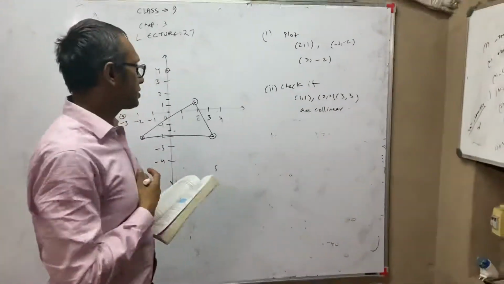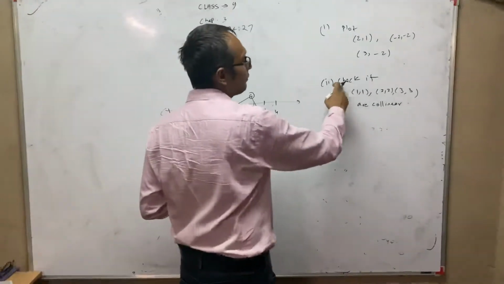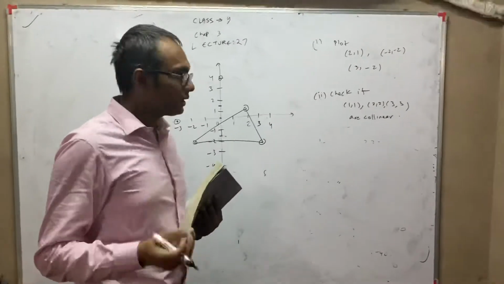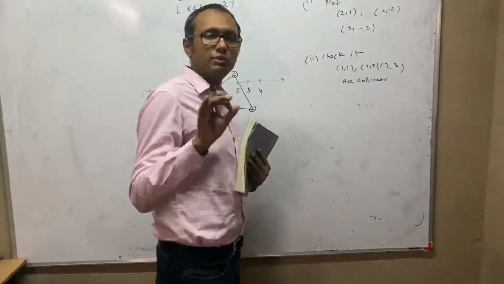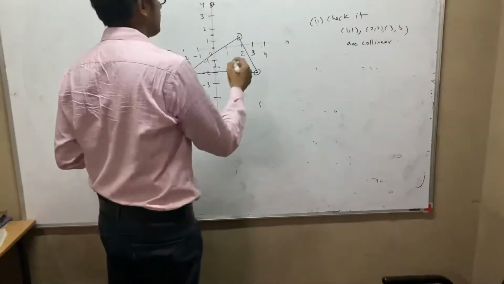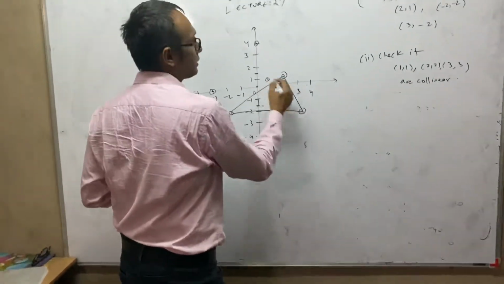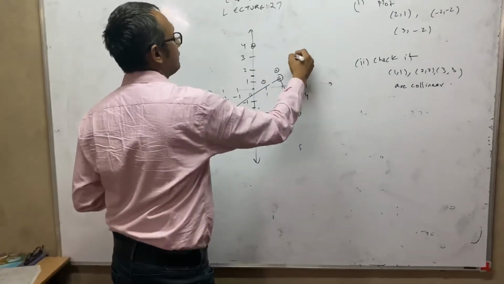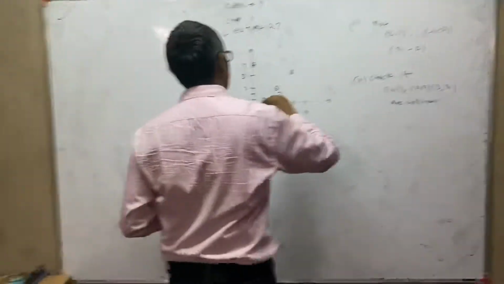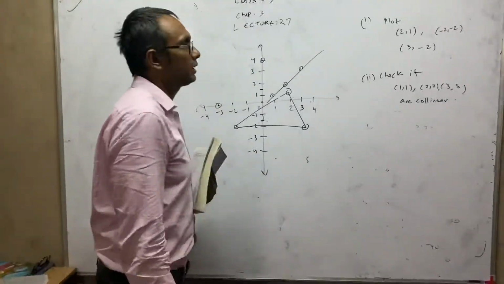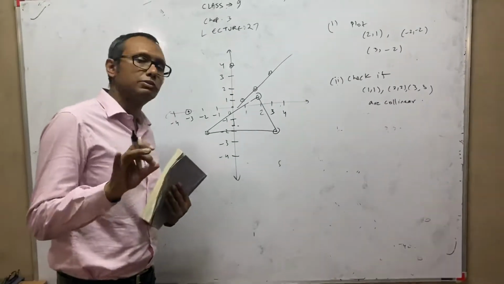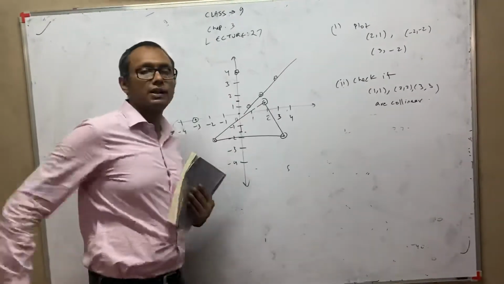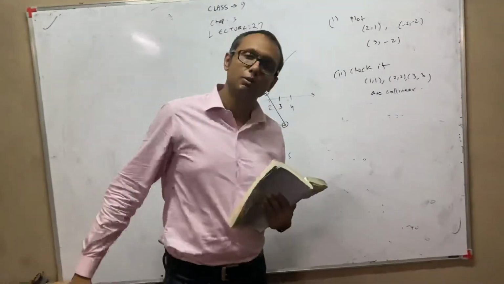The second type of question which comes is, for example, check if these points are collinear. The word collinear means, are they in a straight line? That's all you have to check. For example, if you plot this, 1, 1 will come here, 2, 2 will come here, and 3, 3 will come here. And if we draw a line, we can draw a straight line through them. If we cannot draw a straight line through them, then you will say they are not collinear. But if you can draw a straight line through them, then you will say they are collinear.